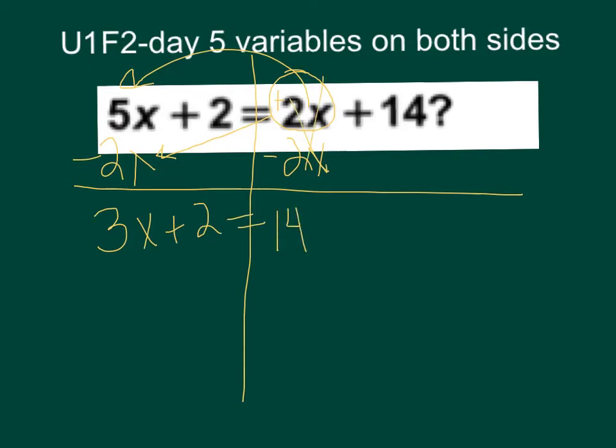Now we have a two-step equation, and we know from a lot of practice that we're going to get rid of the 2 first. So we have 3x equals 12, and then divide by 3, and x equals 4. So just remember on multi-step equations, the last two steps are not changing. It's the first two or the first one step that's changing. Okay, let's look at another one.